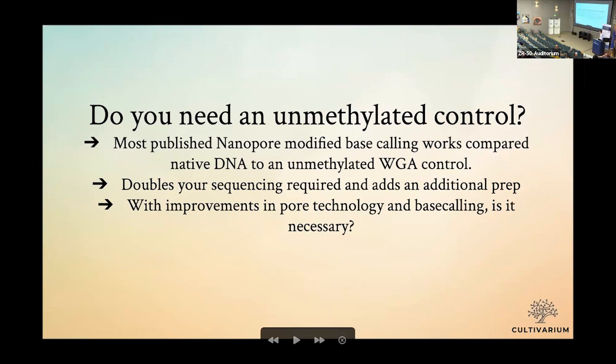You'll notice that most of those papers, if you read them, compare native DNA sequence to an unmethylated control, which would be a whole genome amplified version of the same microbe. The challenge with that, though, is it does double the sequencing you have to do. For every strain, you have to sequence the native DNA and the DNA without methylation, and it adds another prep as well. Because there's recently been a new pore technology for nanopore, and the accuracy has improved a lot, the question in our mind was, is that really necessary now?